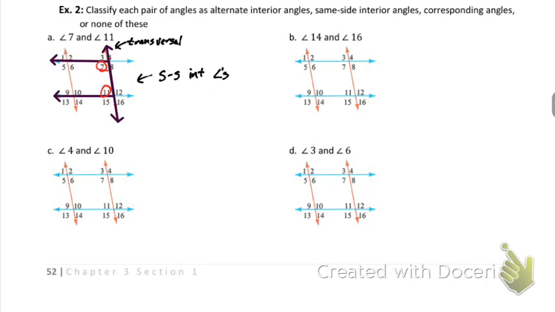I'm going to let you do B and D. I'm going to do C with you because C is weird. C is kind of a special case. So if I draw C, we're going to do the exact same way. I'm going to draw angle 4, and then I'm going to draw angle 10.